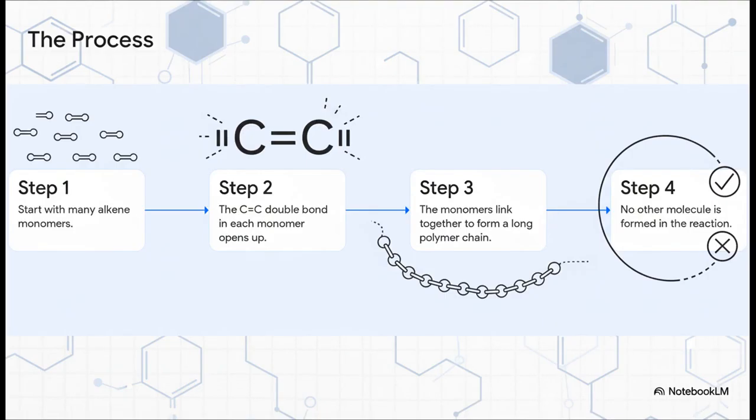This breaks it down perfectly. You see, in each little monomer, that carbon-carbon double bond basically breaks open. This frees up the monomers to link together, forming one long continuous chain. Now pay really close attention to step 4, because this is the defining feature. The only product you get is the polymer. Nothing else is made, nothing is lost.